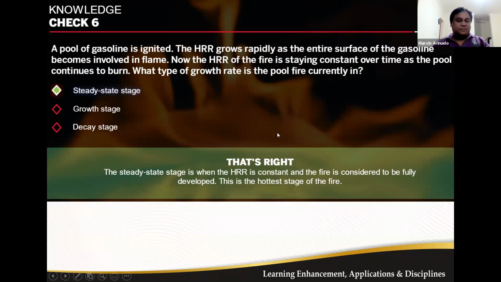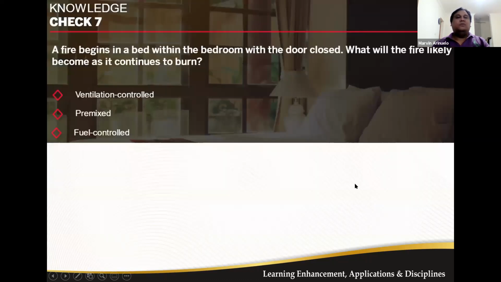Another question. A fire begins in a bed within the bedroom with the door closed. What will the fire likely become as it continues to burn? Answer. So it is in the closed room, or in the compartment, because the door is closed. So what kind of fire?